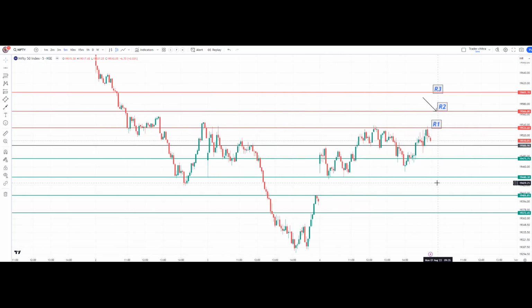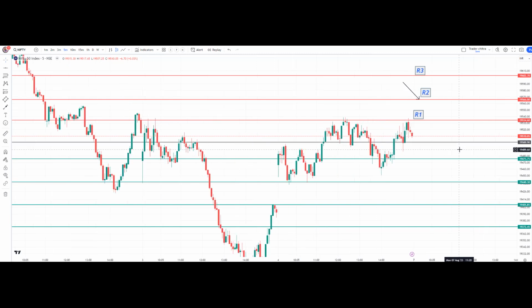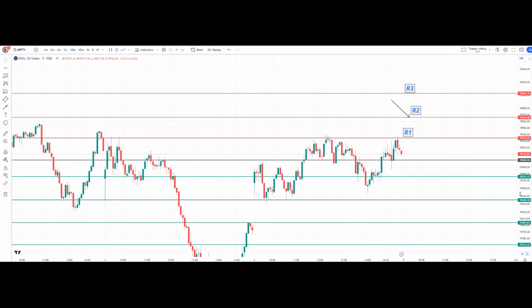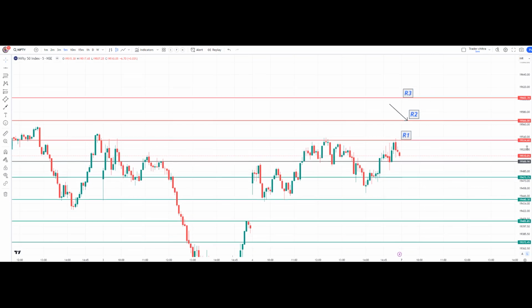Now we can see the intraday levels for Nifty. Here the levels marked in black, this black is the major level for Nifty, that is 19,500. So this is the key level for Nifty. If Nifty gives a breakout above 19,500, then the next resistance level for Nifty is 19,534, that is R1.